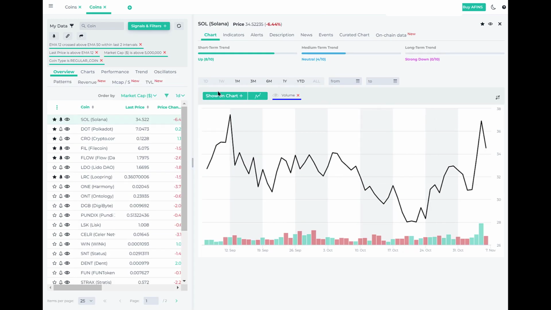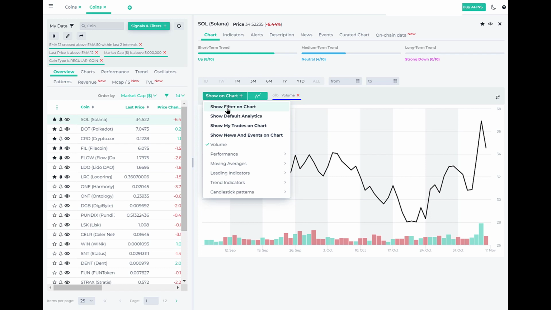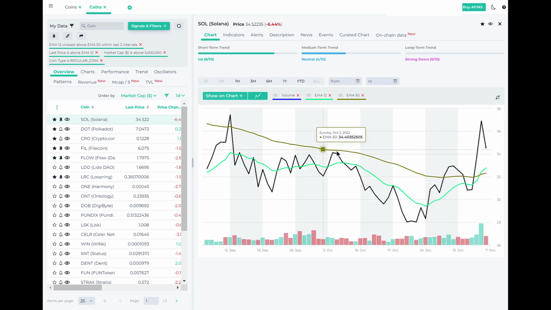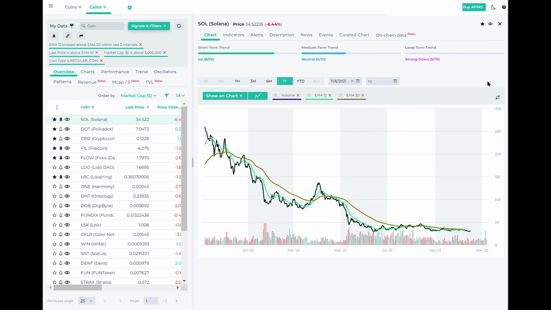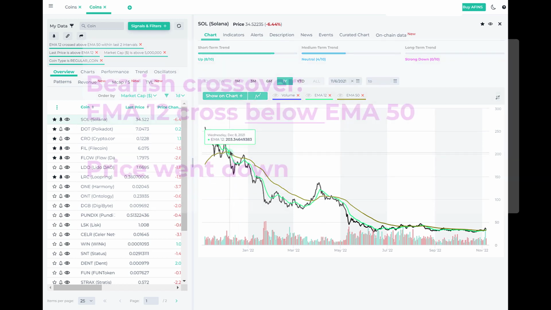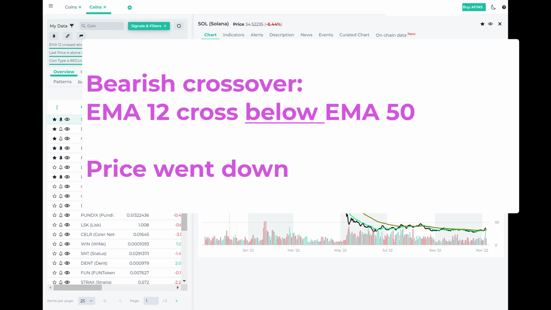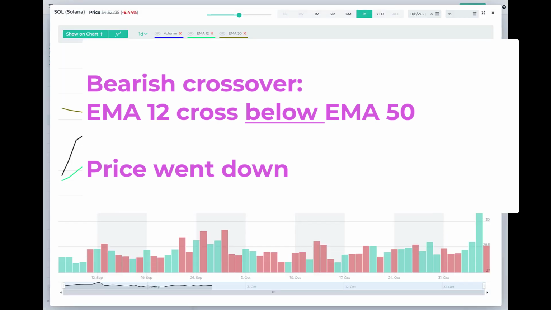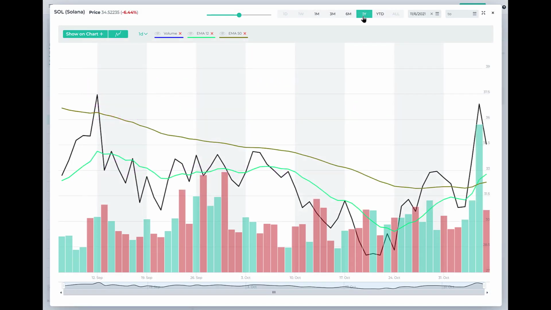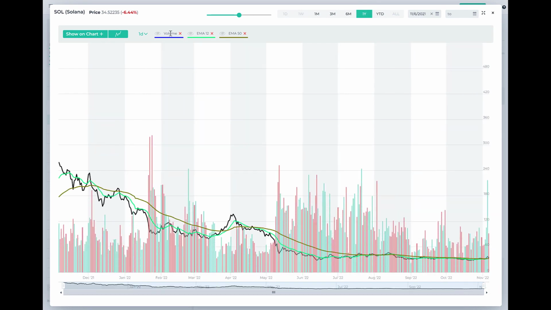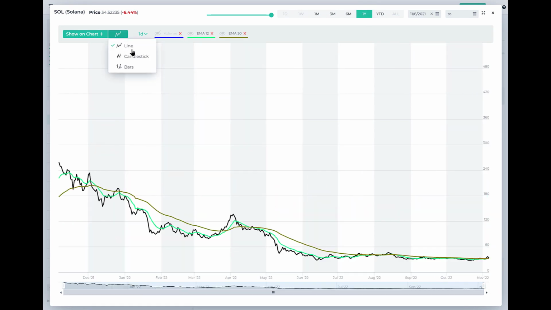And let's, first of all, put the filter on chart. So that brings the two key analytics into the chart. And let's extend the time horizon to a year. Now let's see. So we can see here in the past when the 12-day moving average crossed below the 50-day moving average, which is a bearish indication, a negative indication of a downtrend. The price, let's actually look at it in a big graph. Let's get rid of the volume for now. Let's just focus on the price.